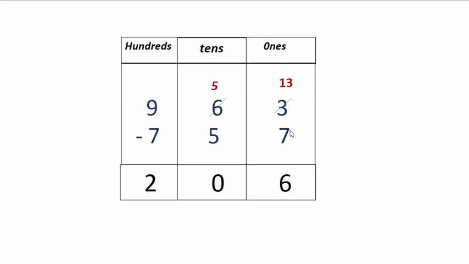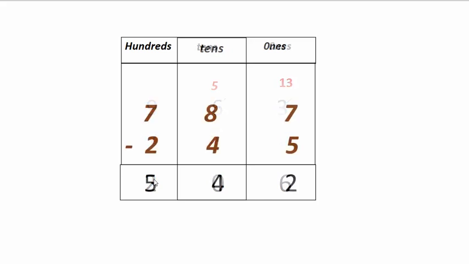13 minus 7 equals 6. Very good. 5 minus 5 equals 0. Well done. 9 minus 7 equals 2. Very good. The last example.